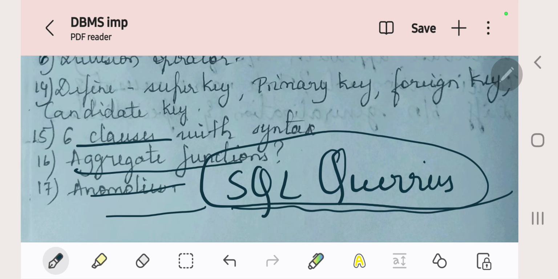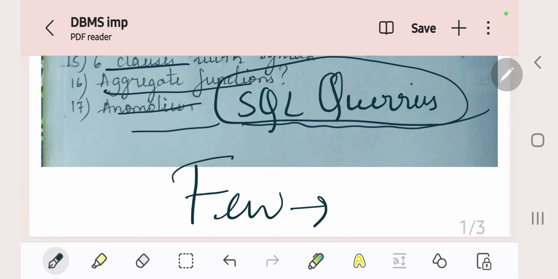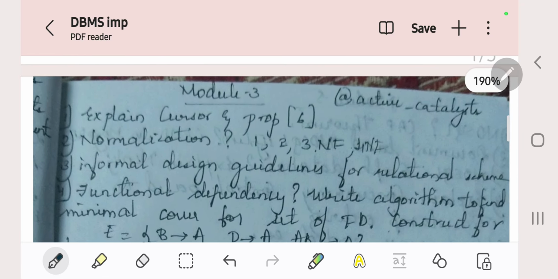I know these concepts are also there in the third module. So if you study it here, then the third module will contain only a few questions, very few. So let us go through the third module questions now.